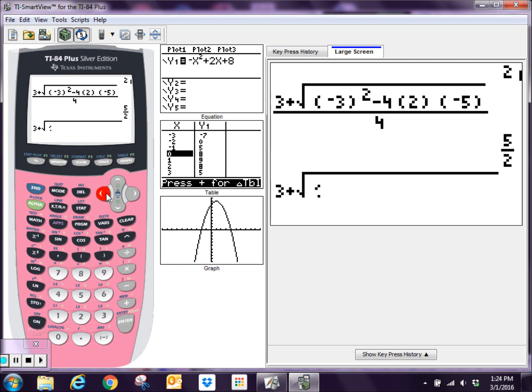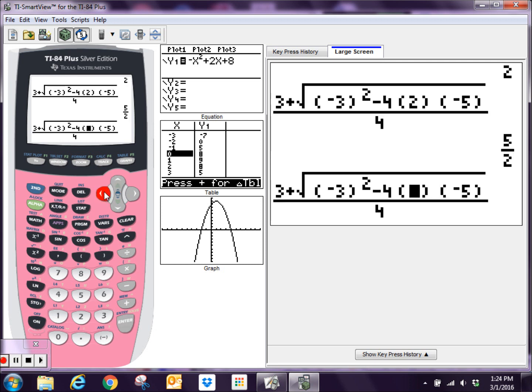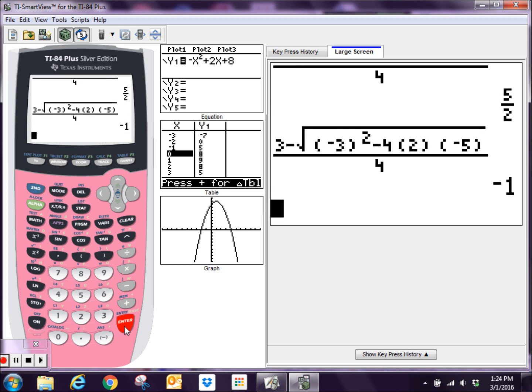Okay, so I'm going to use my left arrow, and I'm going to go all the way to my plus sign, and I'm going to change it. I'm just going to type a minus over there. Don't hit delete or anything like that. Just type a minus, and then hit enter, and there's our other answer of -1.